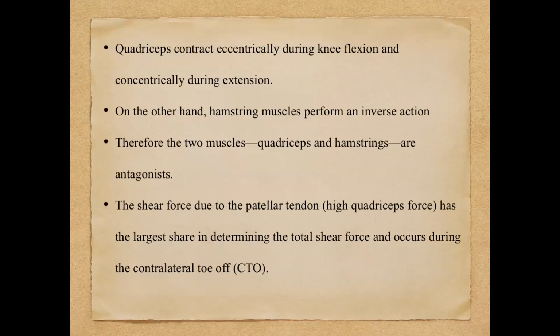The quadriceps contracts eccentrically during knee flexion and concentrically during knee extension. On the other hand, the hamstring muscles perform the inverse action. These two muscles, hamstring and quadriceps, are antagonists. The shear force due to the patellar tendon, that is the quadriceps force, is the largest share in determining the total shear force and occurs during the contralateral toe off.